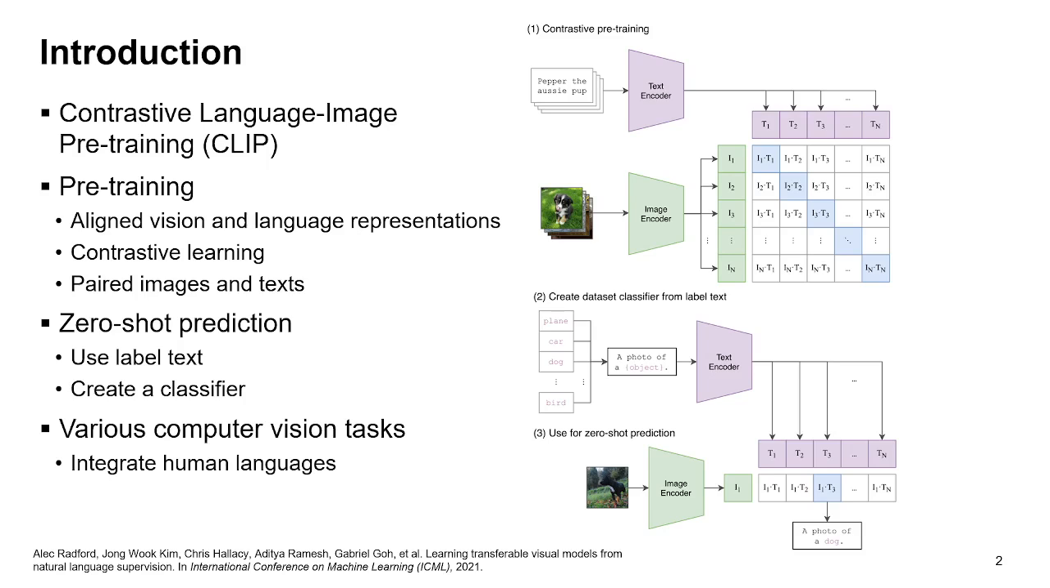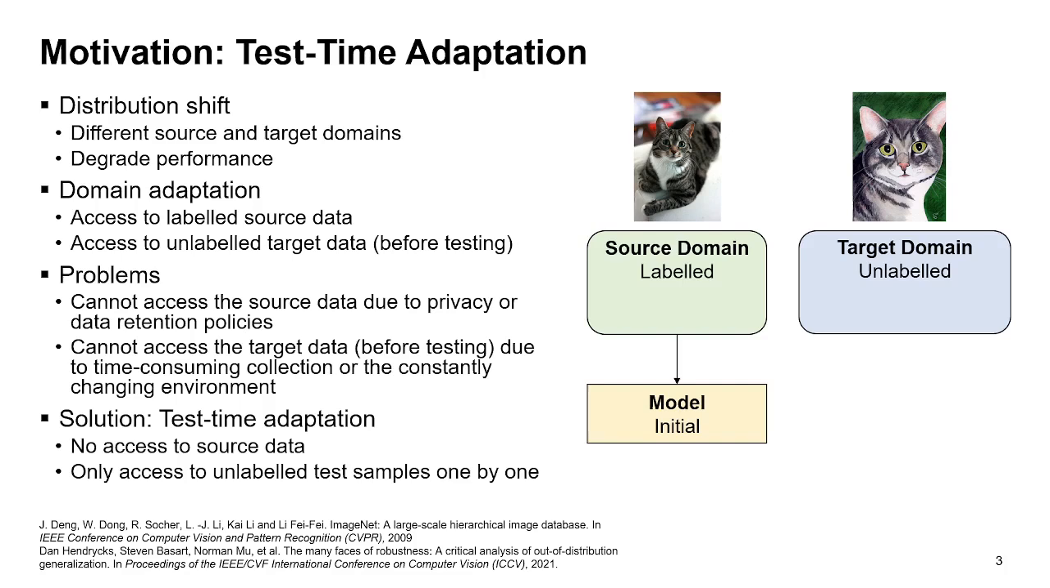Contrastive Language-Image Pre-training, CLIP, uses contrastive learning to learn aligned vision and language representations from paired images and texts. By creating a classifier from the labeled text, CLIP has enabled strong zero-shot prediction on various computer vision tasks that integrate human languages. Although CLIP has strong zero-shot prediction capability, its performance degrades when there is a noticeable difference between source and target domains. Domain adaptation is a method to alleviate this issue.